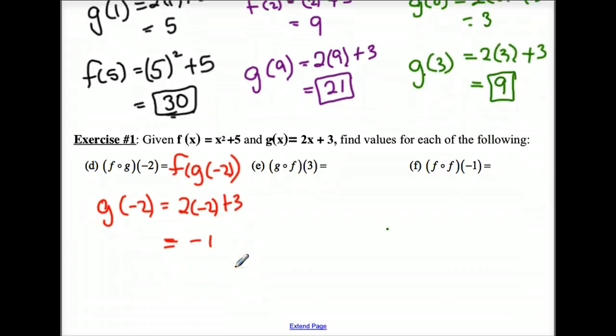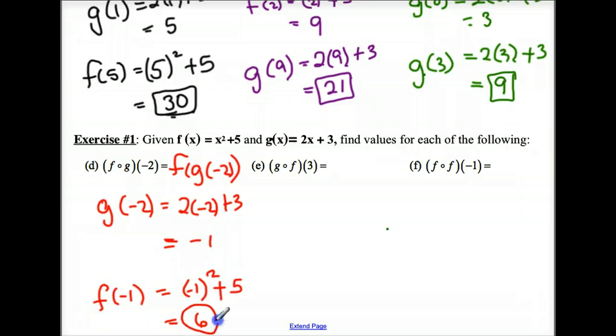And remember, now this is being replaced, so I'm going to find f of negative 1 using my f function. This becomes negative 1 squared plus 5. Negative 1 squared is 1 plus 5 is 6. Great.